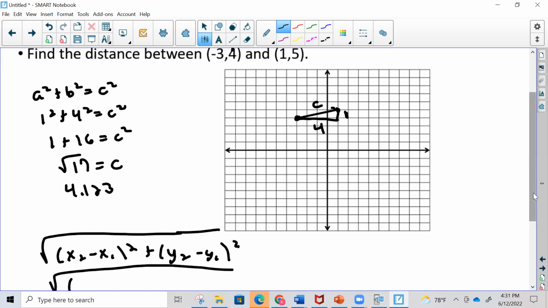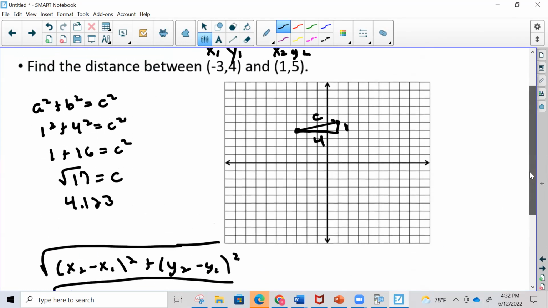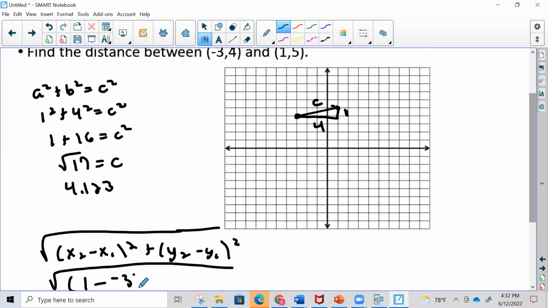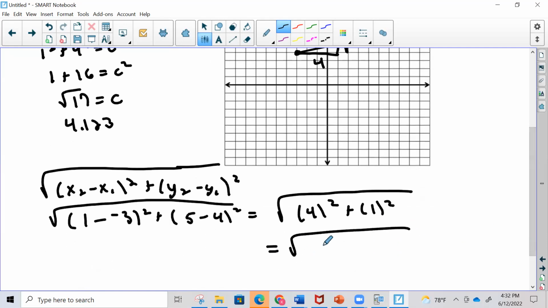So we would do x2, which is 1, minus x1, which is -3. Okay, y2 is 5, y1 is 4. Now this one you have to be careful because you have minus. So 1 minus a -3 is like 1 plus 3, which is 4. 5 minus 4 is 1. And again, it should match up with what we get for the Pythagorean theorem. If you want to do a check, this is 16 plus 1, which again is the square root of 17, or 4.123.